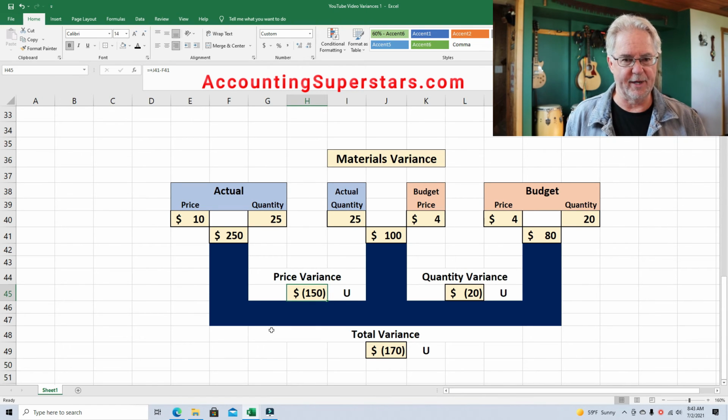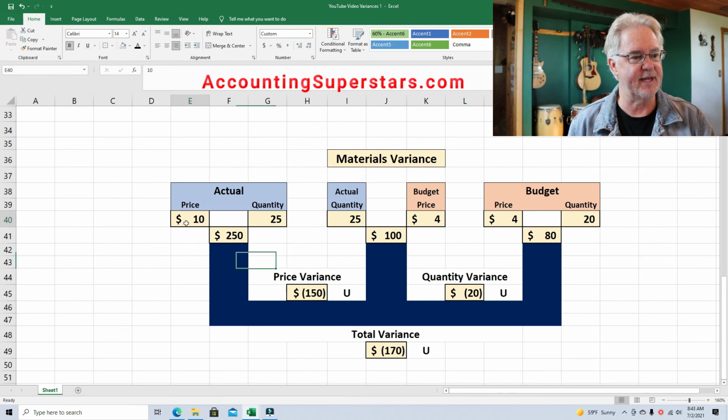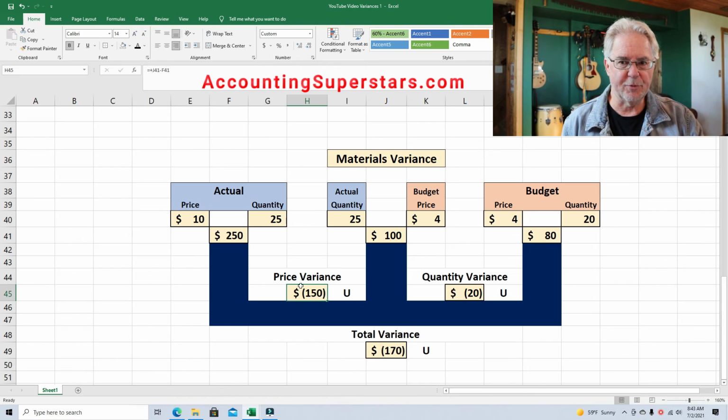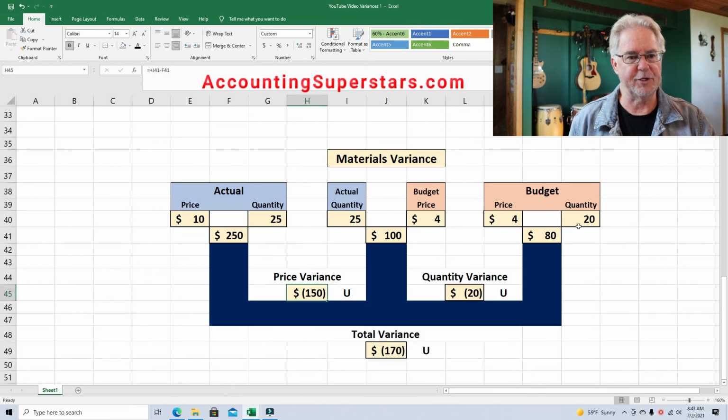The price went up. Now, when prices go up like that, you really can't control it. It is what it is. A little bit of bad luck here. We thought it would be $4 a 2x4. It ended up being $10 a 2x4. So that was a bit of bad luck there. Just bad timing. But we also used more 2x4s than we thought. We thought we would use 20, but we ended up using 25. And that cost us another $20 because of using more of them.